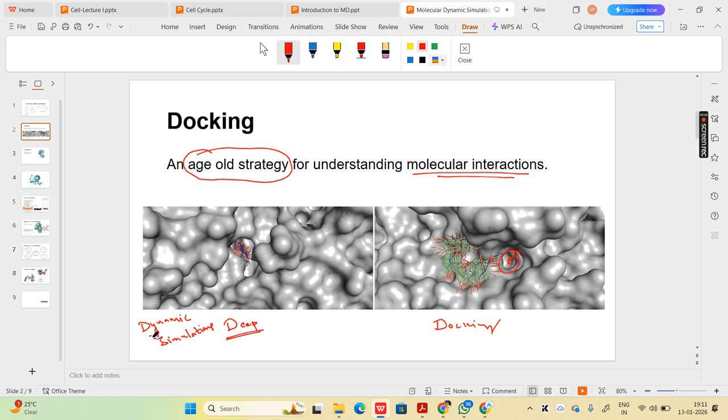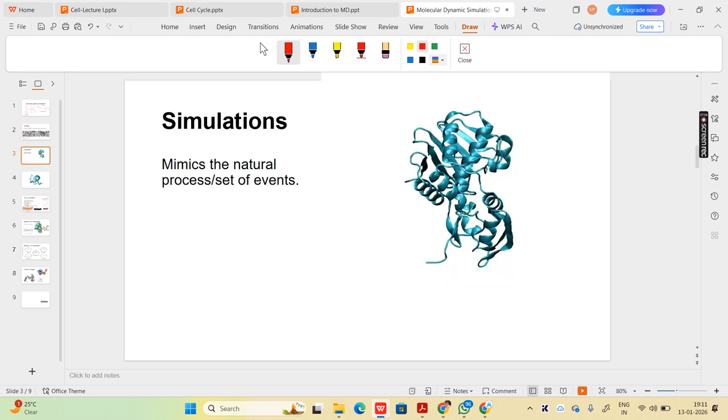But in the case of molecular dynamics simulations, the ligand and the protein keep on moving continuously. Because of this continuous movement and interactions, the protein will open up and the ligand will go inside the cavity. I will show a few examples to understand these things in detail.